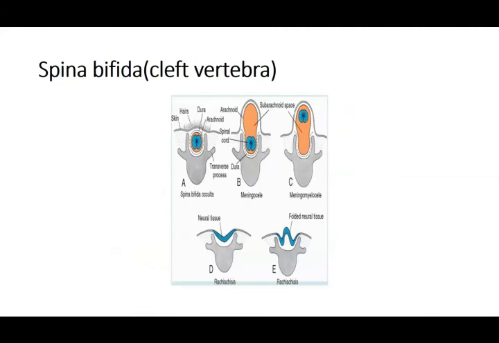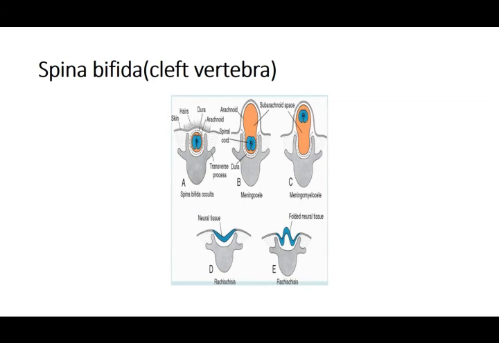Then there is spina bifida. The neural arch doesn't close. The skin is there, maybe just the meninges protrude with no neural problem, or maybe the spinal cord is also protruding and you have nervous problems with it. So you have spina bifida occulta, spina bifida meningocele, and meningomyelocele.